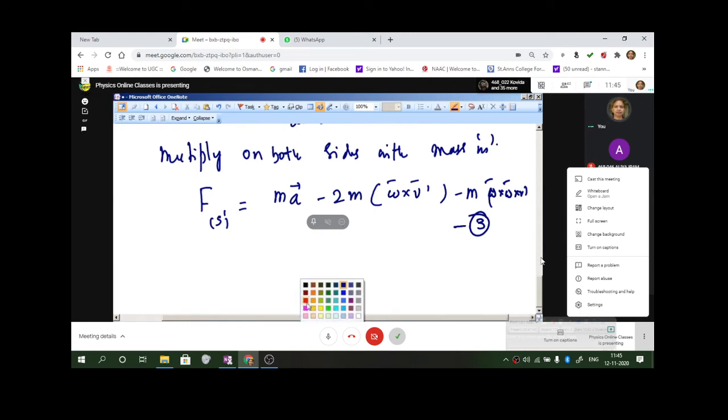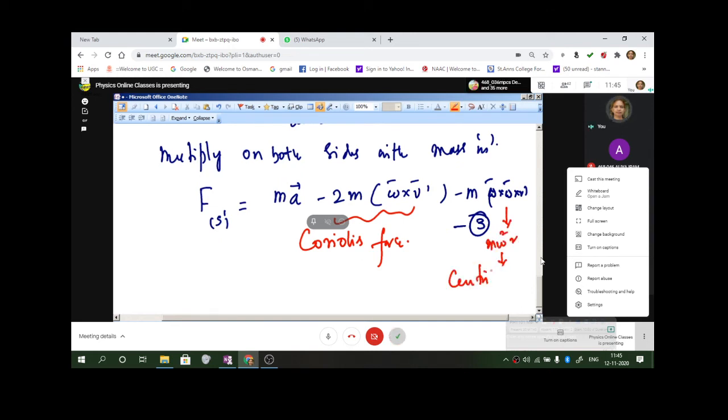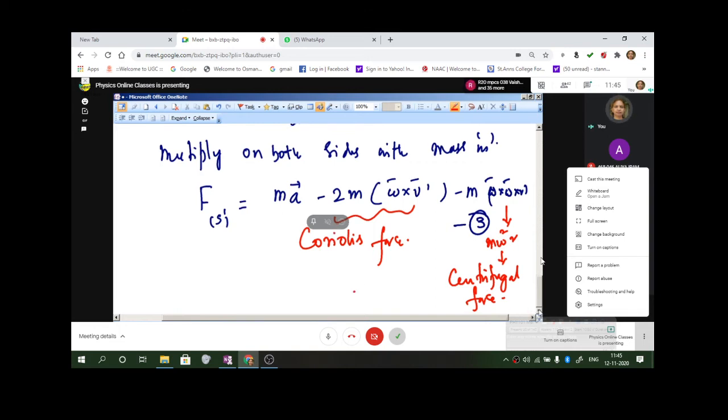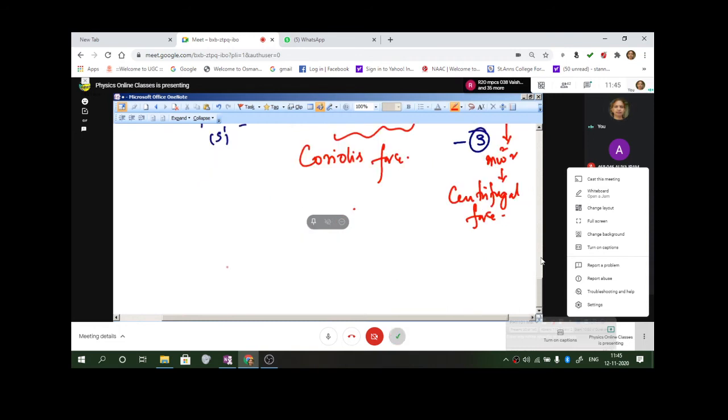And hence this is your Coriolis force. M omega square R is your centrifugal force. I told you, in a rotating frame of reference, you have two forces, and they are referred to as fictitious forces. And we have established that there are two forces which are acting.